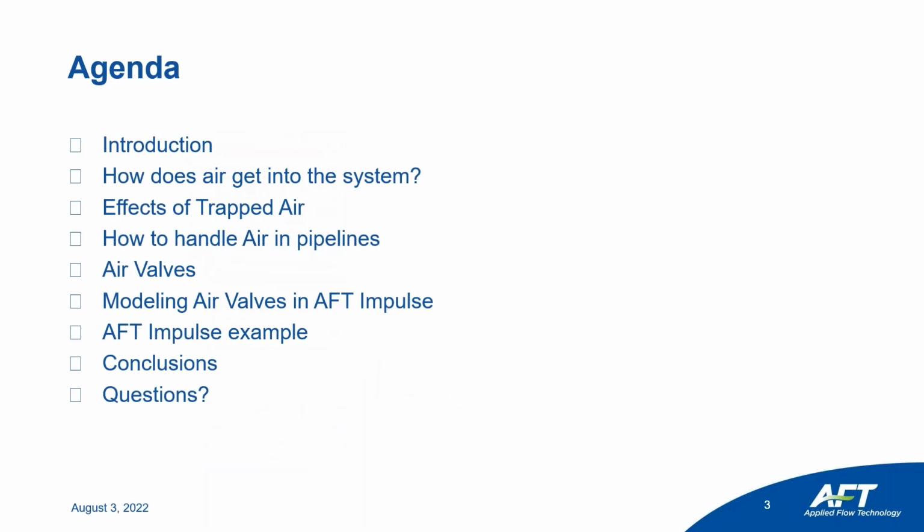So what are we going to cover today? We'll have a brief introduction addressing the scope of the webinar. Then we'll talk about how air gets into your system, effects of trapped air in your system, how to handle air in pipelines. We'll be talking about air valves, the different types of air valves and where to locate them. Then we'll be talking about modeling air valves using AFT Impulse, the considerations and some tips. And then finally, we'll apply all these concepts to an AFT Impulse example. And finally, we have conclusions and questions, a session of questions and answers, as I mentioned before.